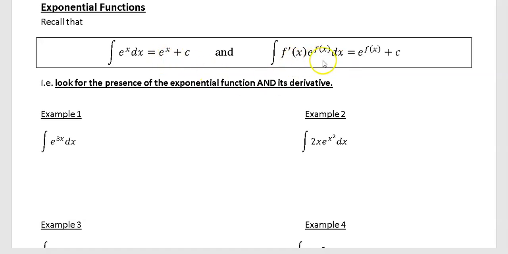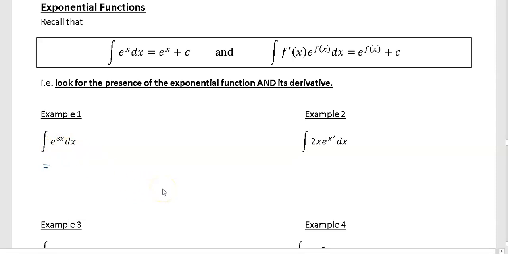And also, and this is more like what we're going to be looking at today, if you integrate f dash of x upon e to the f of x, you get e to the f of x plus c. So we're really going to be looking for the presence of the exponential function and its derivative. So they're the ones we want to get onto. Just an easy one to get us started.